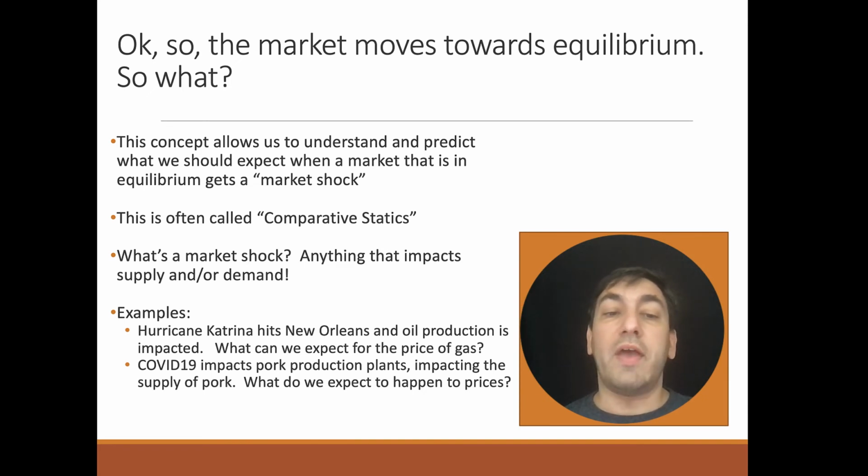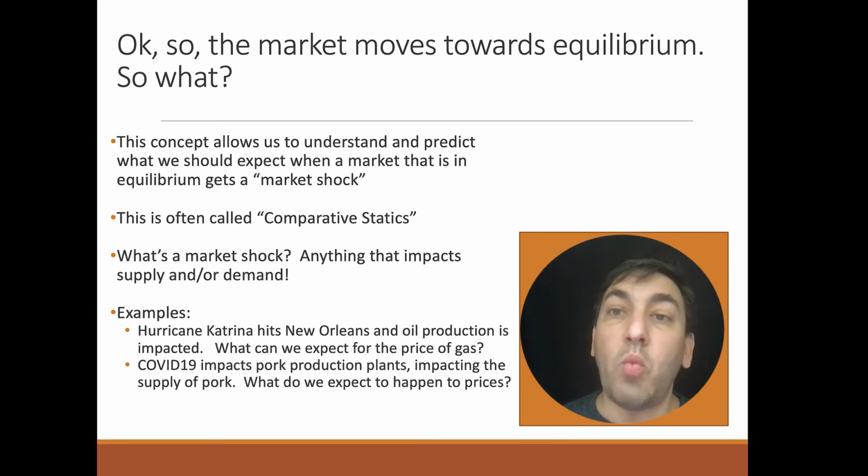And then we can predict what we think will happen to prices and quantity when there's a shock to the system. So for example, Hurricane Katrina hits. Oil production is impacted. What can we expect to happen to the price of gas? So now we could say, well, the price of gas was in equilibrium, then a hurricane hit, and it impacted supply, and supply decreased, and we're going to move from one equilibrium to the next, and we could predict what will happen to the price.